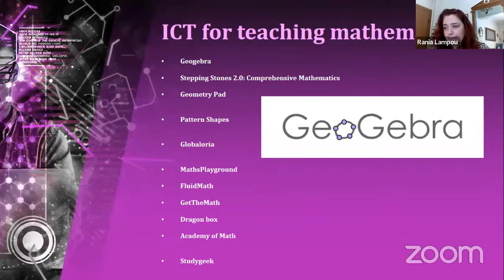Many companies have developed these tools. GeoGebra is a free dynamic mathematics software for all levels of education that brings together geometry, algebra, spreadsheets, graphing, statistics, and calculus. It's interactive teaching and learning resources, creative, can be shared, and can be used by everyone. Other tools and apps are Stepping Stones, comprehensive mathematics, geometry, patterns, shapes, area, learning math through games. It's a great educational tool. Math Playground is a collection of math-based games, for instance, for younger students. It's something very well known, strategic.